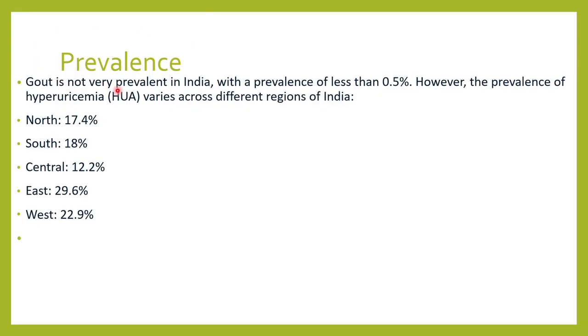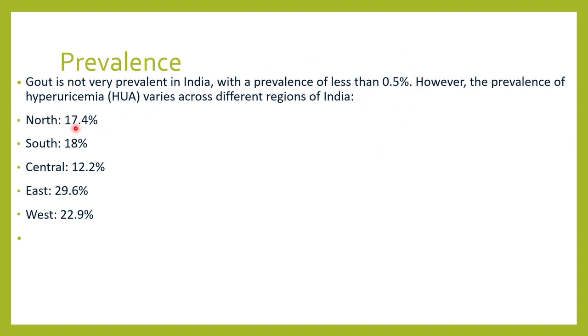So how common is gout in India? See, the prevalence of gout in India is around 0.5%. So it is not that much. But what is high is the prevalence of hyperuricemia. Blood में uric acid का level ज़्यादा जो है, that is very highly prevalent in India. But the prevalence of gout is only 0.5%.